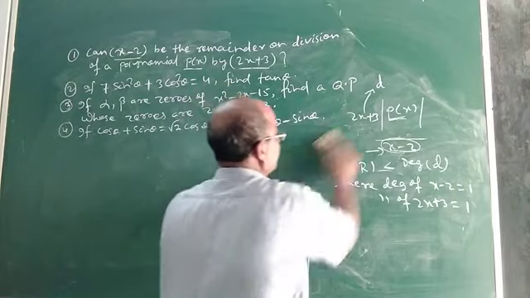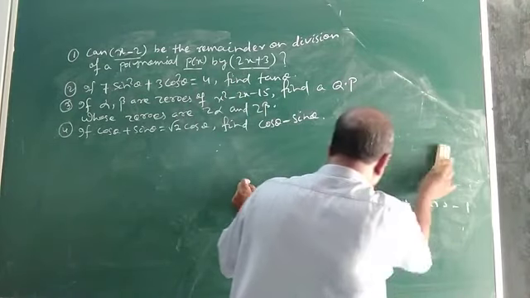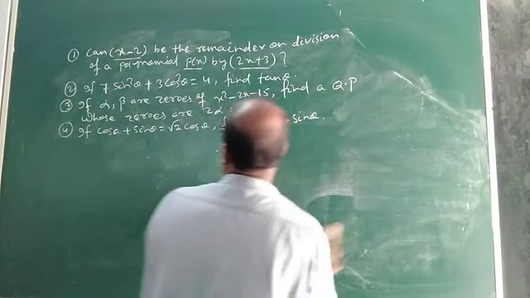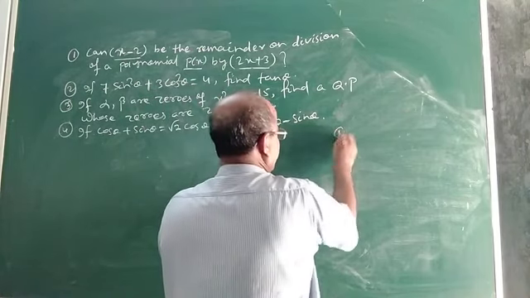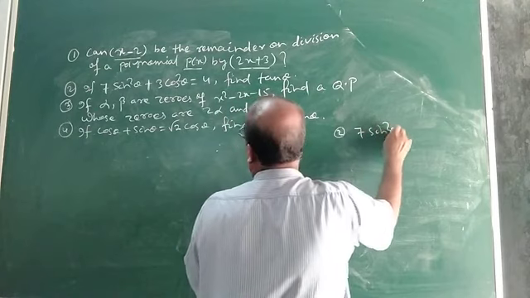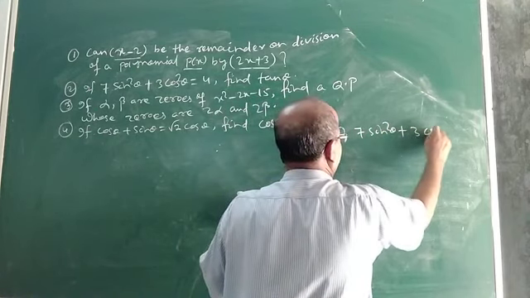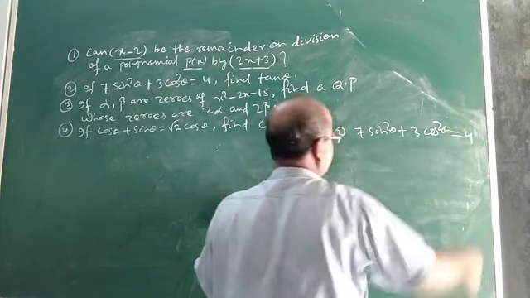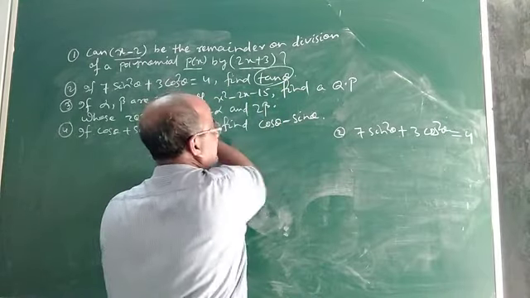Okay, now let us discuss another question. See, here is a question on trigonometry. Suppose you are given 7 sin square theta plus 3 cos square theta equal to 4. So what will be the value of tan theta?